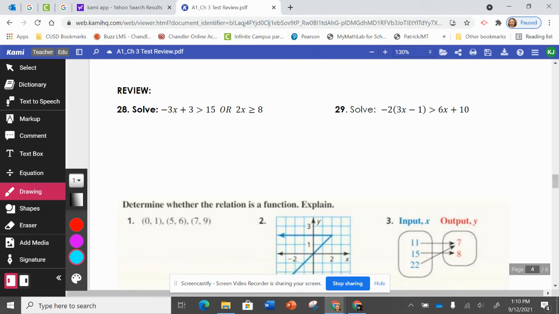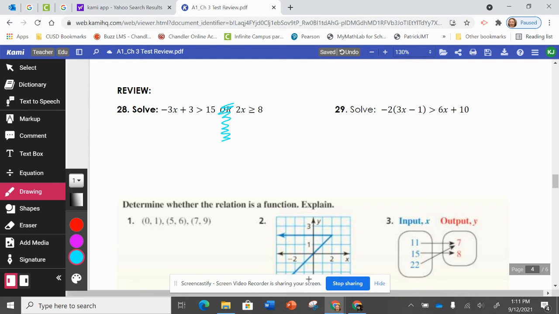You know, our tests always have review questions, so we have an OR problem here to review. Now remember, OR means you have to solve both of these. And then when we're done, we put them back. If we were to graph this, we would graph them on the same line. But I drew this squiggly here to show I've got to solve the left side, and then when I'm done, solve the right side.